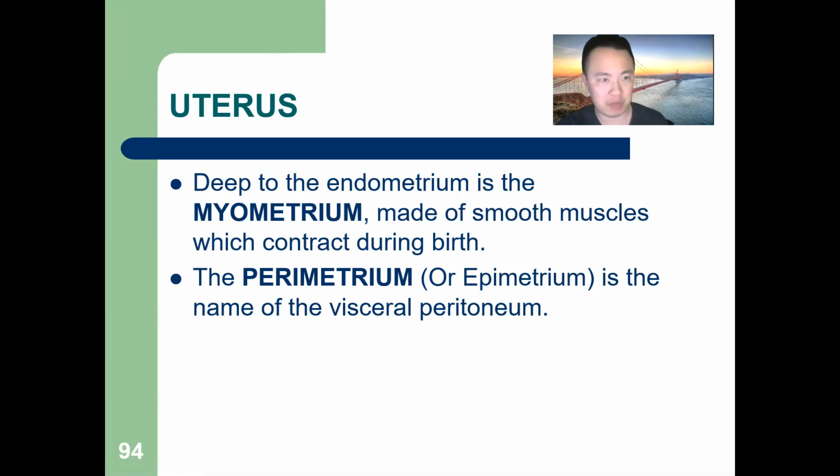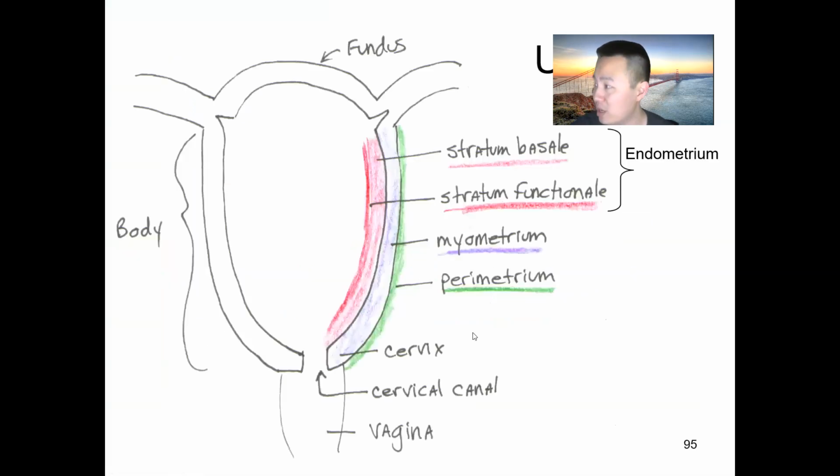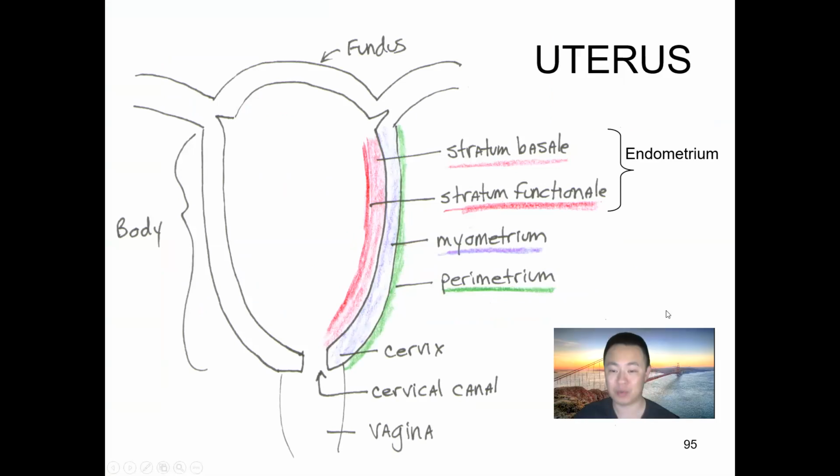Now, deep to the endometrium is the myometrium. This is the muscle itself. That's what myo stands for. And that contains smooth muscle that contracts during childbirth. And then the outermost layer here is the perimetrium, or the epimetrium, and that is the name of the visceral peritoneum. Okay. We've already seen this, so I'm going to go ahead and move forward.